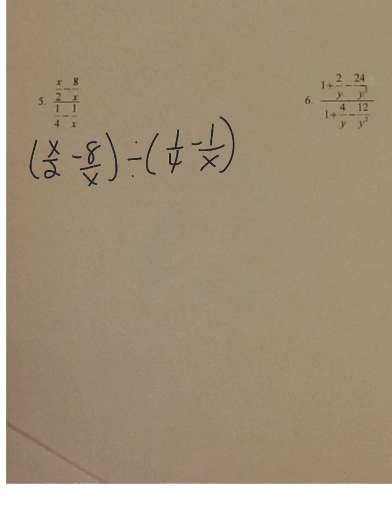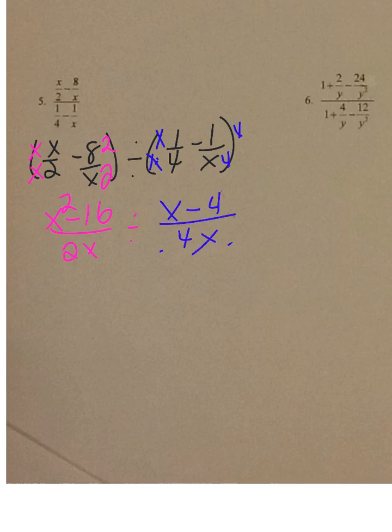So I have x times x over 2 times x, and I'm going to multiply by 2. So I have x squared minus 16 over 2x divided by. So now I'm going to have to take the second fraction, and multiply the first fraction numerator and denominator by x, and the second fraction numerator and denominator by 4. So I multiply the first one by x, second one by 4. So I have x minus 4 over 4x.